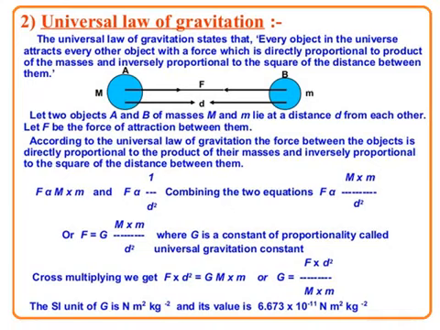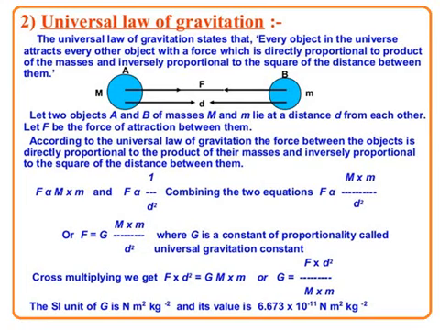The universal law of gravitation states that every object in the universe attracts every other object with a force which is directly proportional to the product of the masses and inversely proportional to the square of the distance between them.